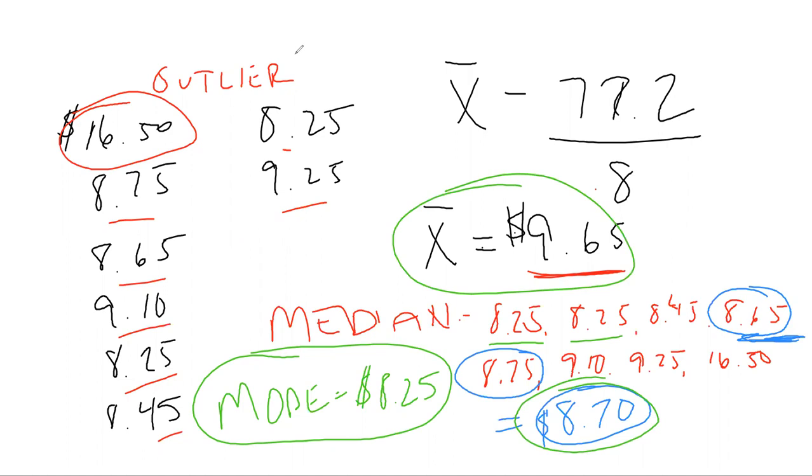The range. The range would be from our smallest number to the largest number. We would subtract those. And so the range, I'm going to put it down here in the corner, hopefully you can see it, is 8.25. So there's our mean, our median, and our mode.